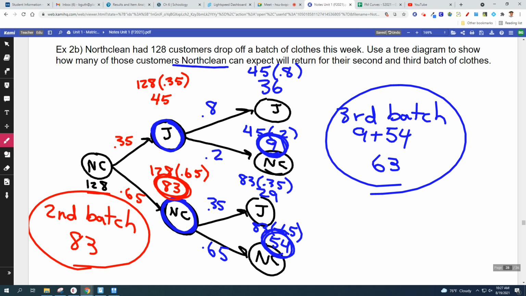That's a tricky question with the tree diagram. Once we figure out how these matrices and stuff work, we won't want to use a tree diagram. We'll just use matrix multiplication.